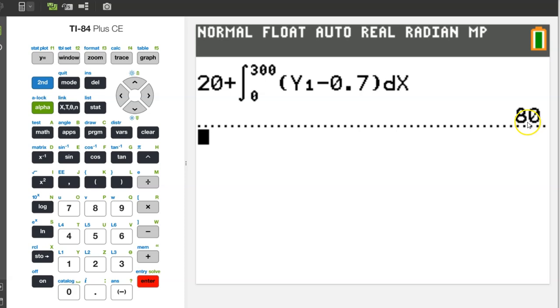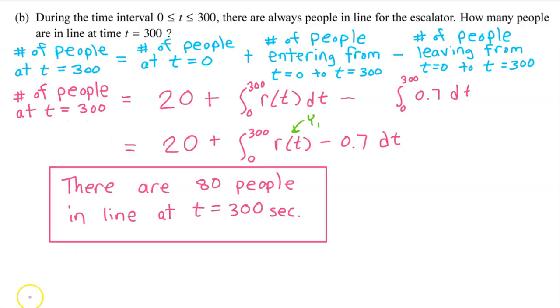and kabam! 80 people. For the AP exam, you should write your final answer as a sentence. There are 80 people in line at time t equals 300 seconds. Make sure you include the units. You will lose a point if you don't put the units.